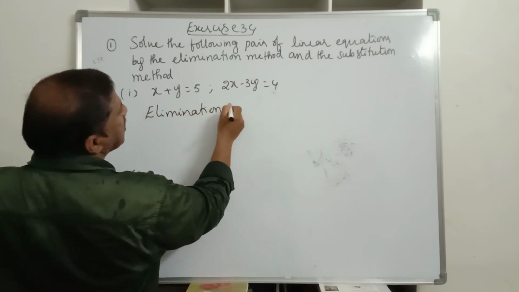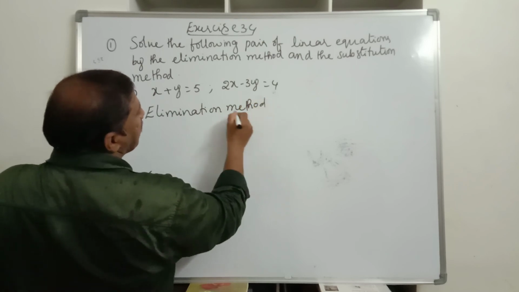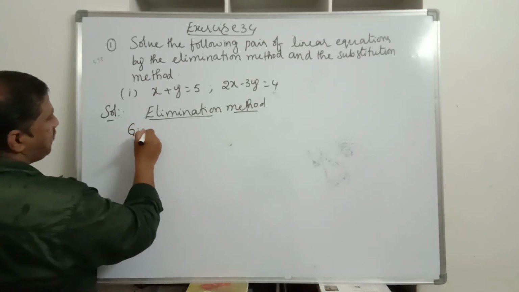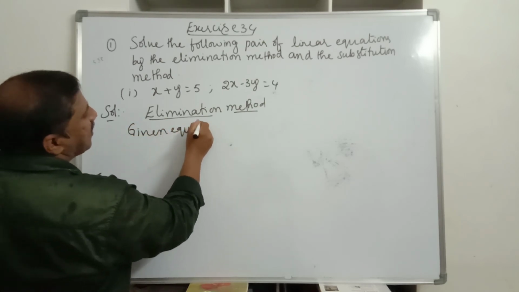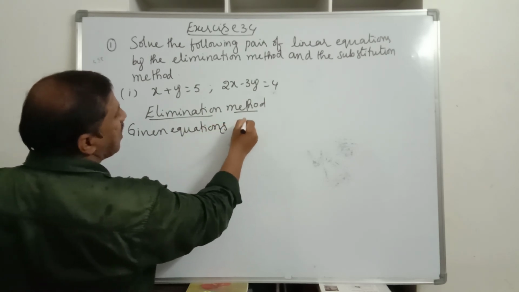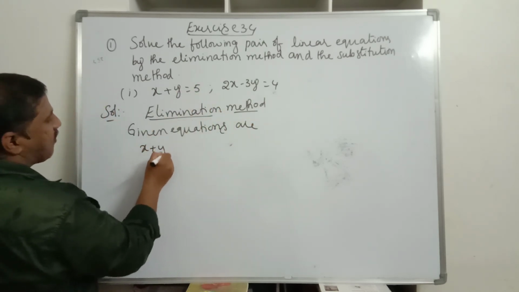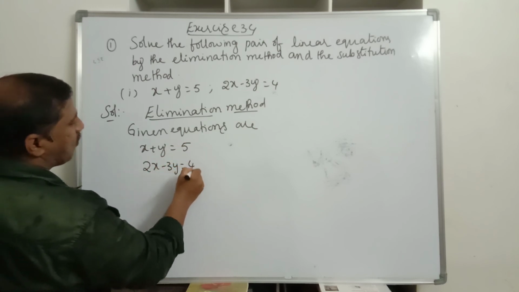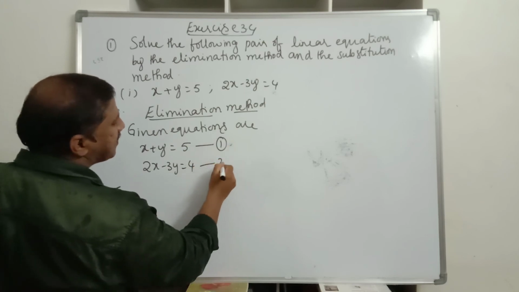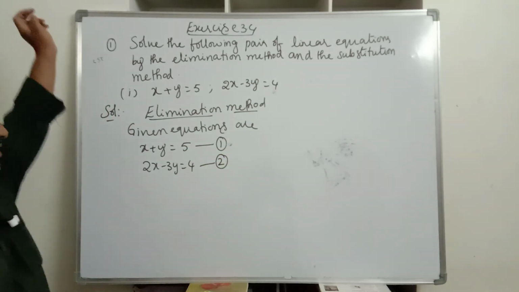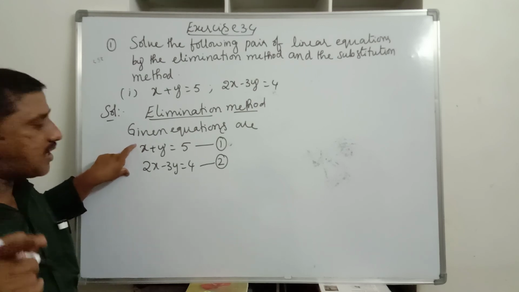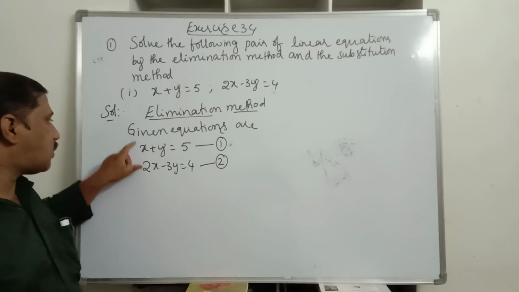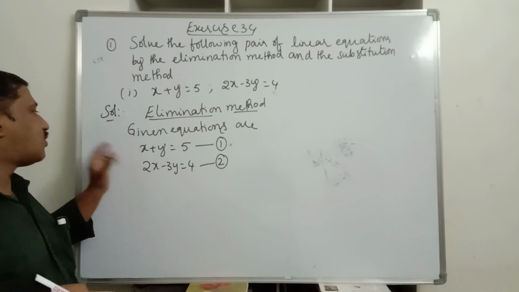So under elimination method, what we will do, we will equate the coefficients of variables. So the given equations are x plus y is equal to 5 and 2x minus 3y is equal to 4. Let us take this as equation 1 and this is equation 2. Observe the coefficients of x. Here in the first equation, coefficient of x is 1, and here in the second equation, the coefficient of x is 2. So to make equal coefficients of x, what to do?